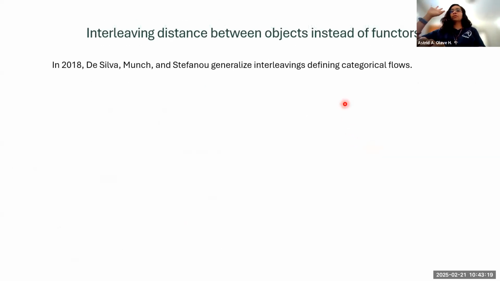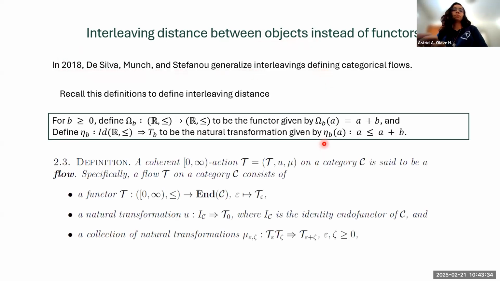But if you recall, the interleaving distance was between functors. What if I wanted to do it between objects? This was done in 2018 by de Silva, Munch, and Stefanou, generalizing interleavings by defining categorical flows. So do you recall this definition that I told you before, these new elements? We can use them to generalize interleavings in any category.